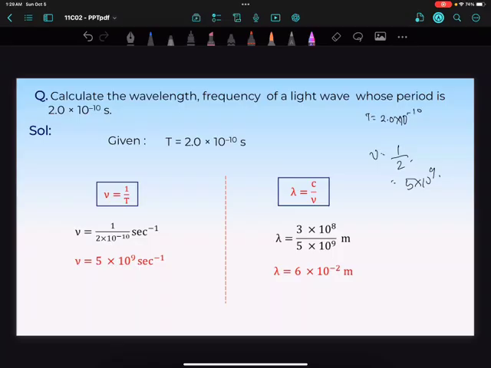So now we know the frequency. C is equal to mu into lambda. So 3 is equal to the frequency we found out, that is 5, into lambda, which we have to find out. The lambda is equal to 3 by 5, which comes as 6. So 6 into 10 raised to power minus 2 is the answer.